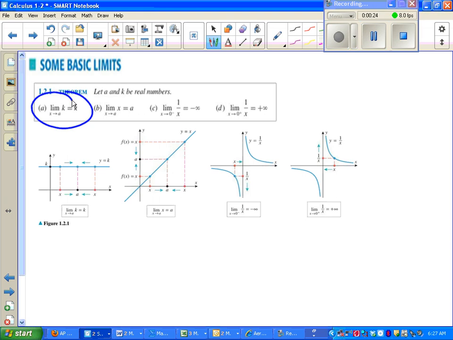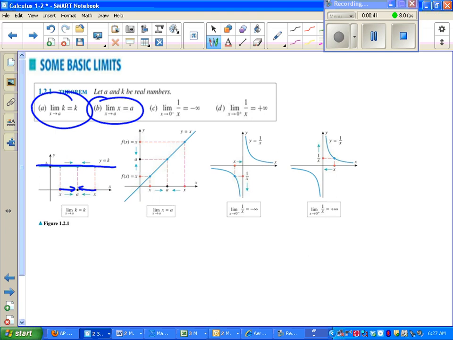The limit as x approaches a of any constant is just equal to that constant. You can see that on the graph down below. As x gets closer to point A, y gets closer to that constant value, because y is always that constant value.